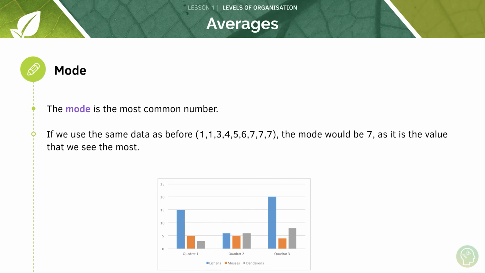Now the mode is the most common number. So if we use the same data as before, the mode would be 7, as it is the value that we see the most. And you can draw bar charts in order to plot such data. So you can see how this information can be presented in a number of different ways.